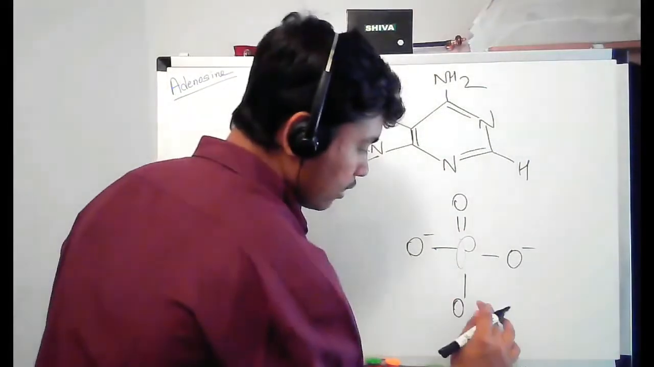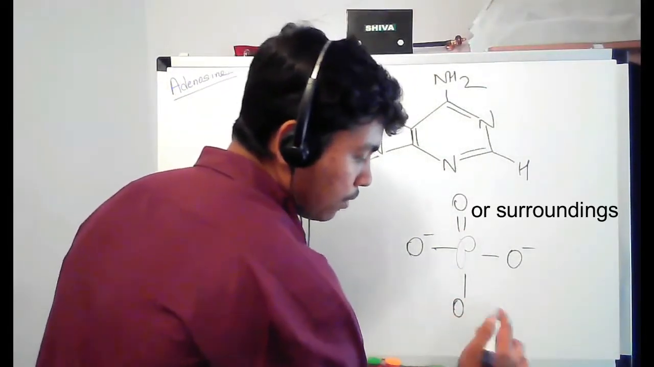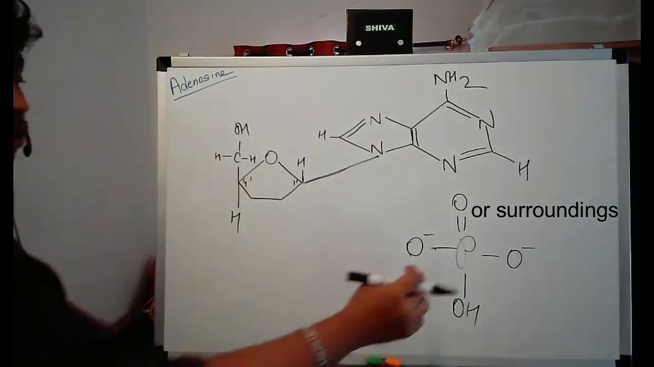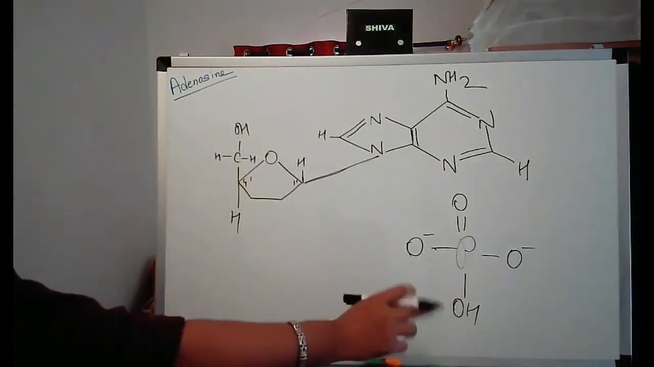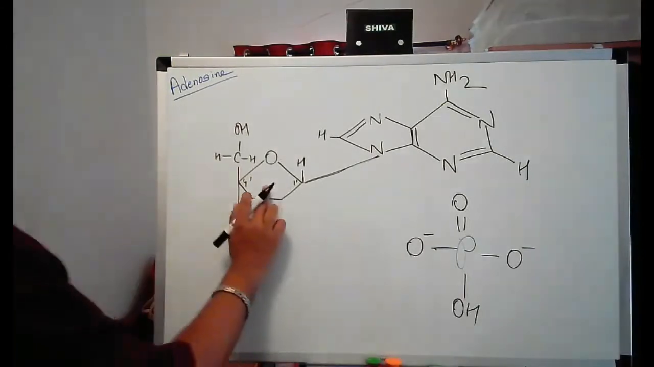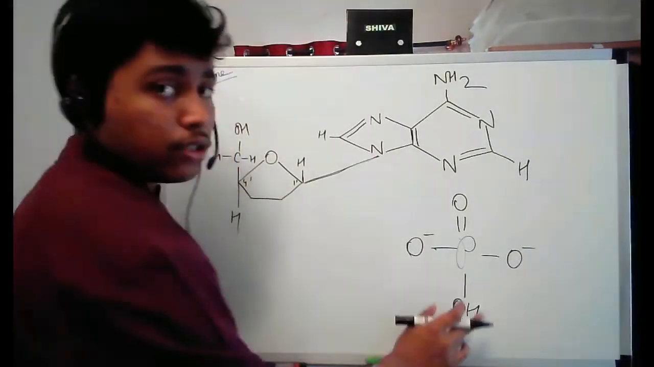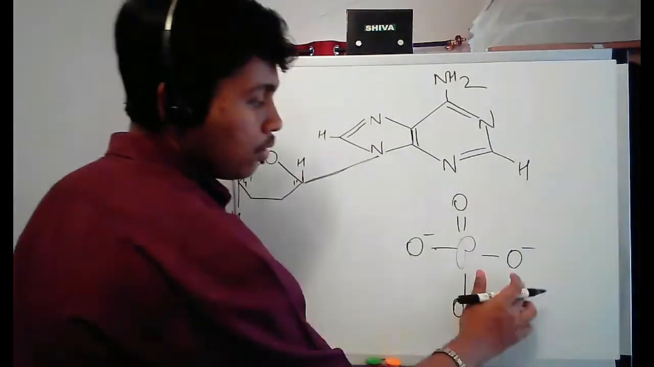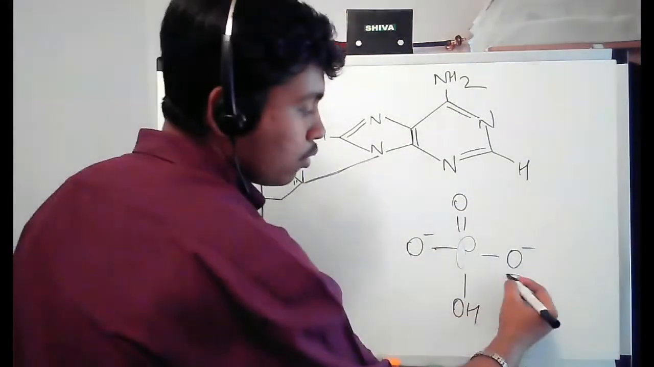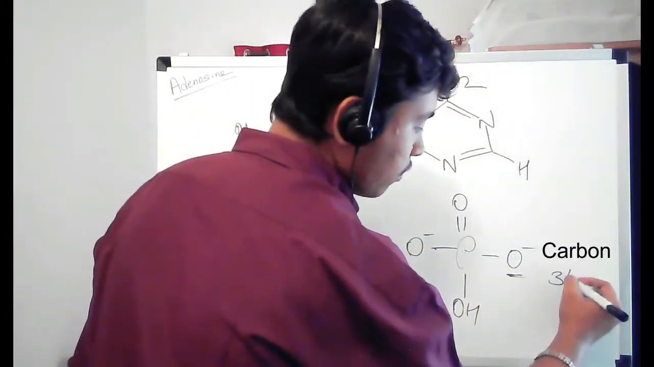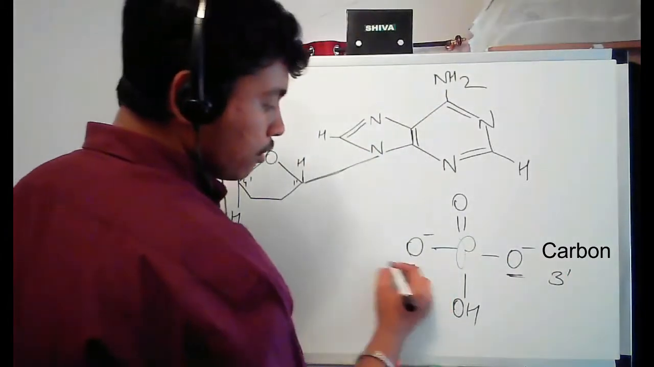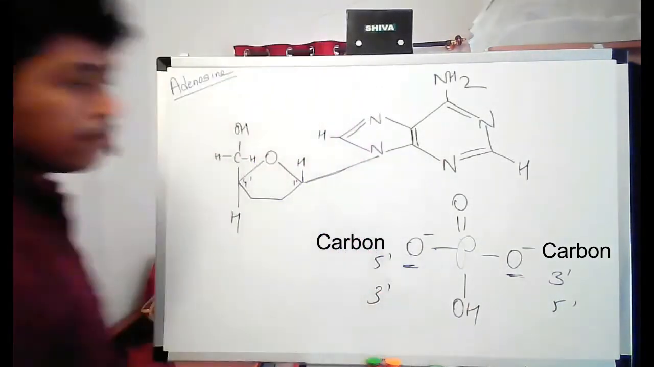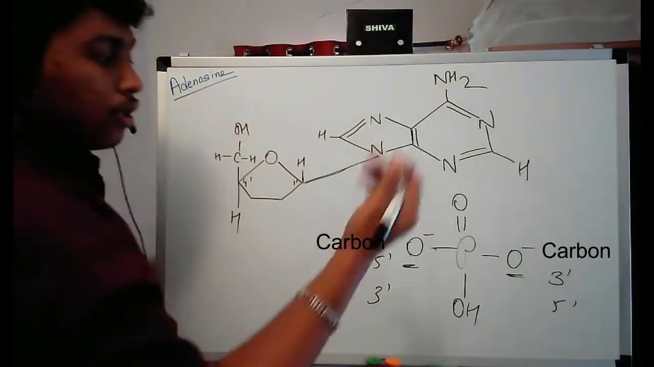This one takes an H from the system and becomes OH, making it unreactive. Right now in phosphate, OH will be unreactive. In this, OH was reactive. For this one, OH is reactive and non-reactive. The reactive sites are these two now. This one binds to 3 prime. If this one binds to 3 prime, this will bind to 5 prime. If this one binds to 5 prime, this one will bind to 3 prime carbons of the sugar.